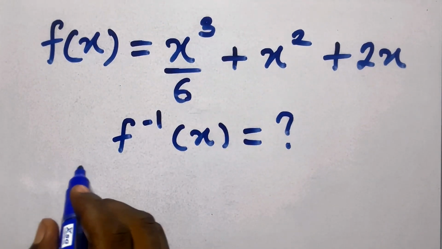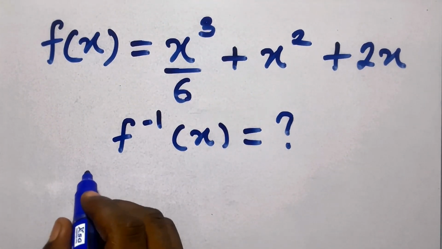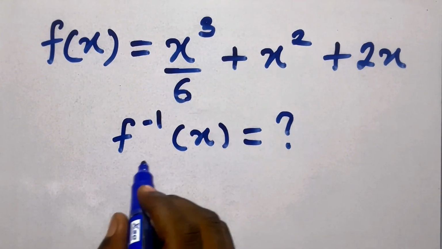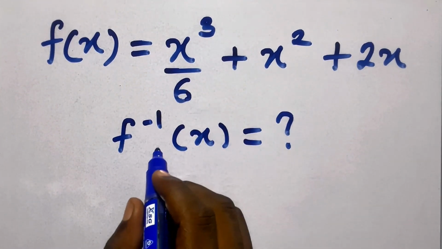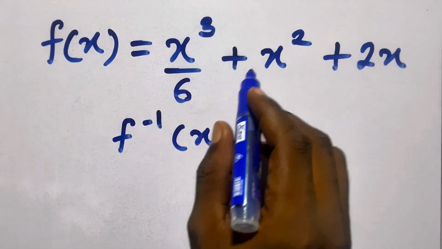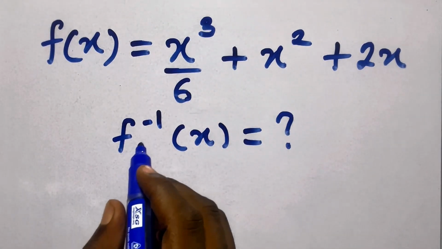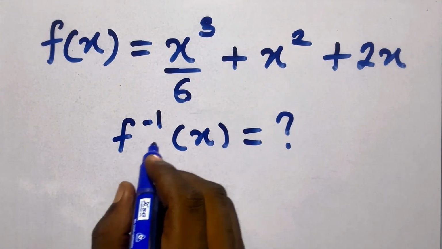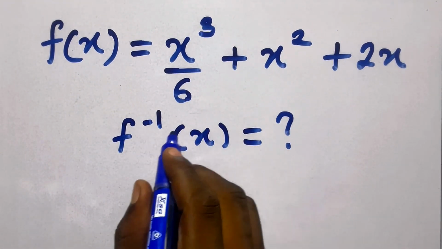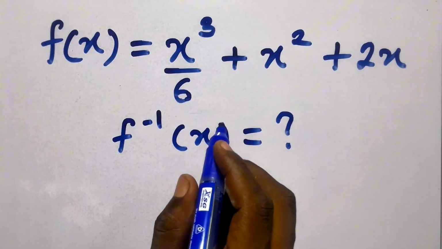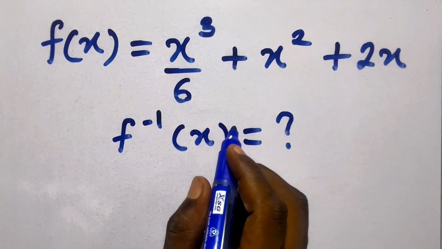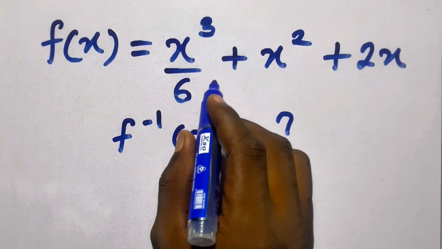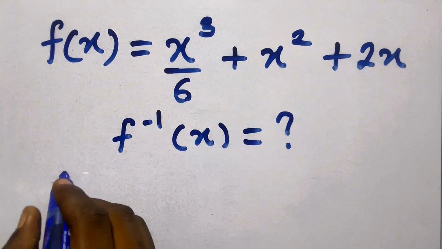Alright, let me tell you a secret before we go further to solve this particular problem. Finding the inverse of a cubic equation here is usually a nightmare for many students. But this particular cubic has a secret property that makes it a perfect cube in disguise. Do you understand? So let's say solution.